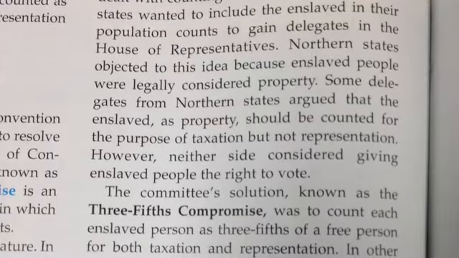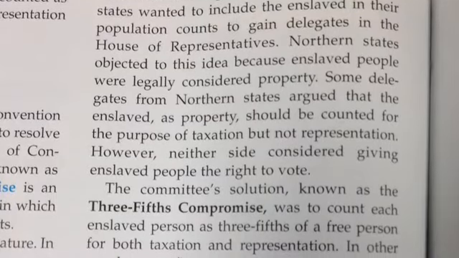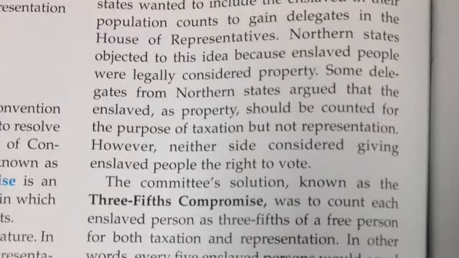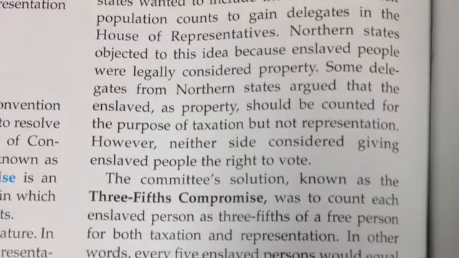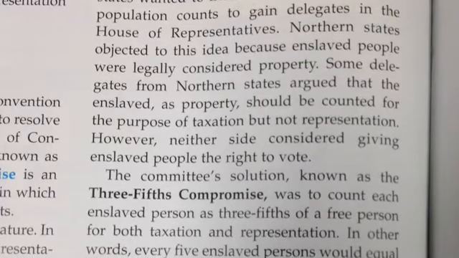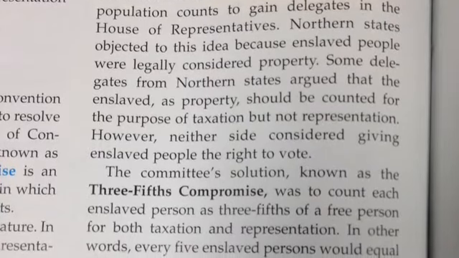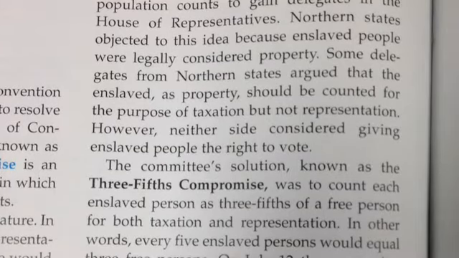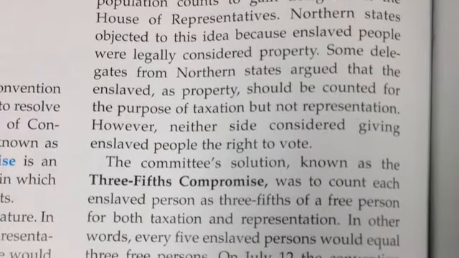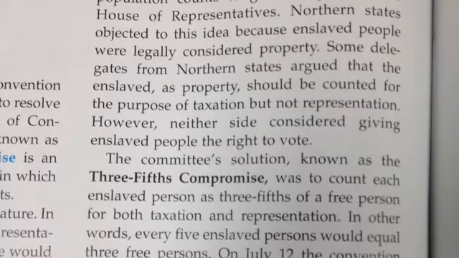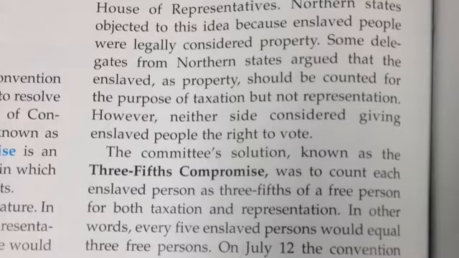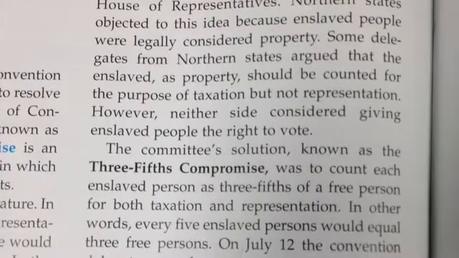So let's go ahead and read that, and we'll see if we can figure out what it means at the end. The Three-Fifths Compromise. Another major compromise by the delegates dealt with counting enslaved people. Southern states wanted to include the enslaved in their population counts to gain delegates in the House of Representatives. So we see here that population equals power. Northern states objected to this idea because enslaved people were legally considered property.